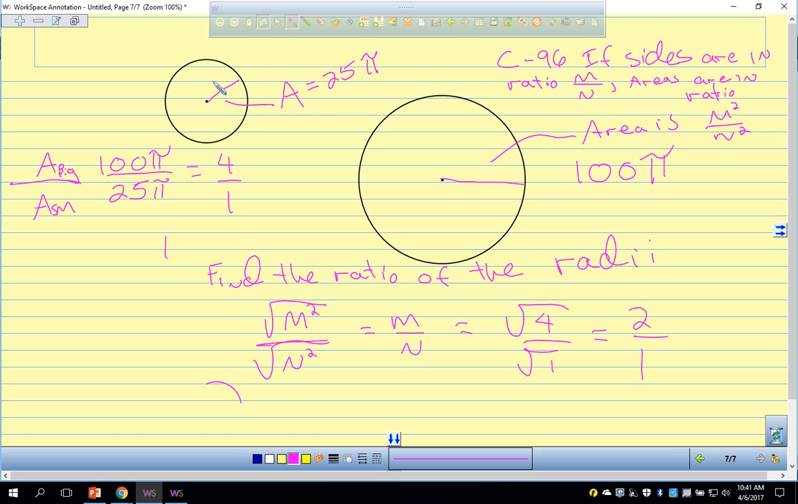What is the radius of this circle? How would I find the radius of the circle? How would I find the area of a circle? Pi r squared. So what's r? 5. What's r in this case? 10. Is the ratio 2 to 1 or 1 to 2? Yes, see that? So the ratio is 2 to 1 even though the actual side length is 5 to 10.